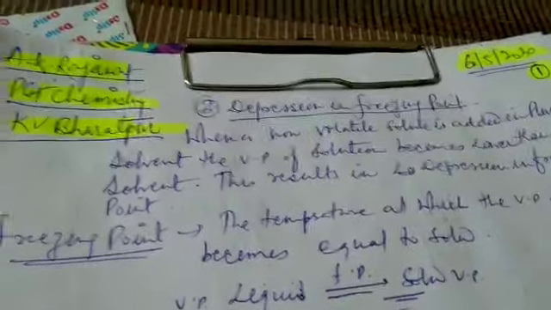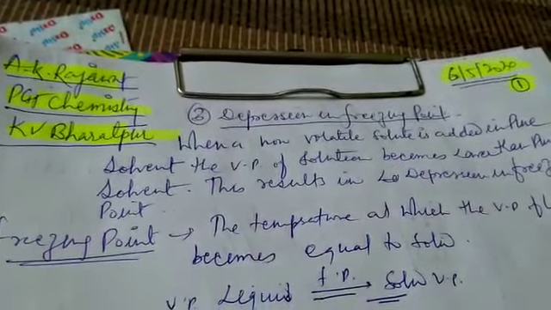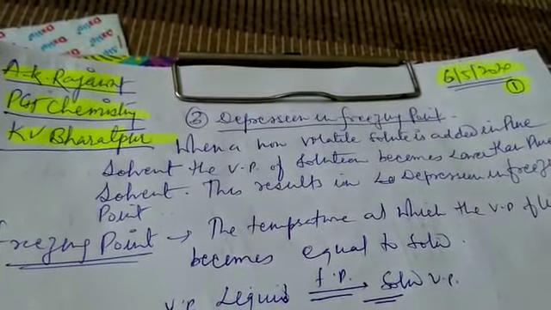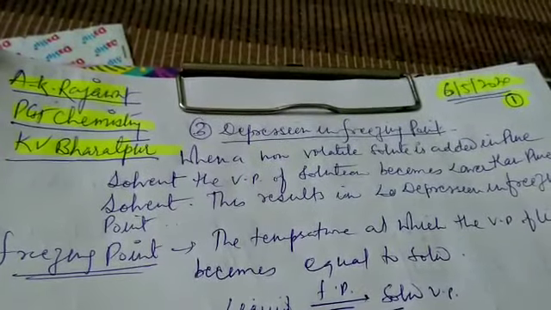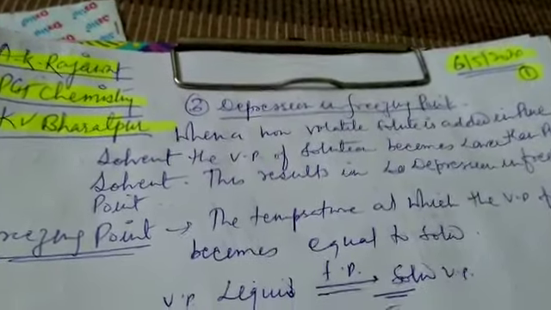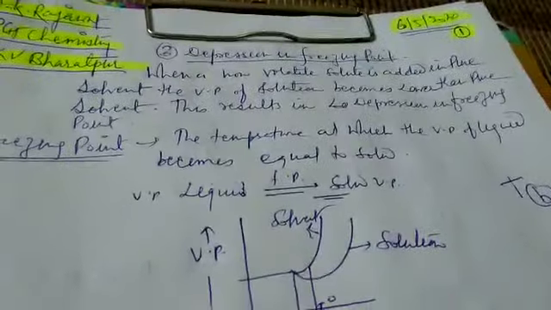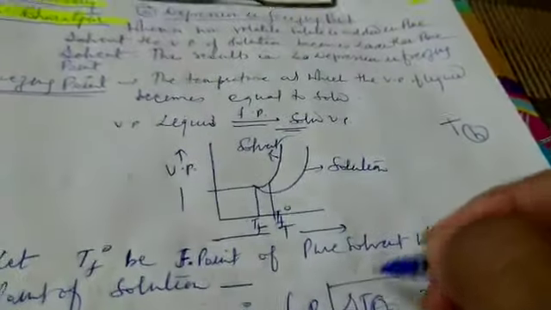Dear students, now we will discuss the third colligative property, that is depression in freezing point. The derivation of depression in freezing point is the same as elevation in boiling point. There the subscript was B, but in this case, in freezing point, the subscript is F. The other derivation is the same.